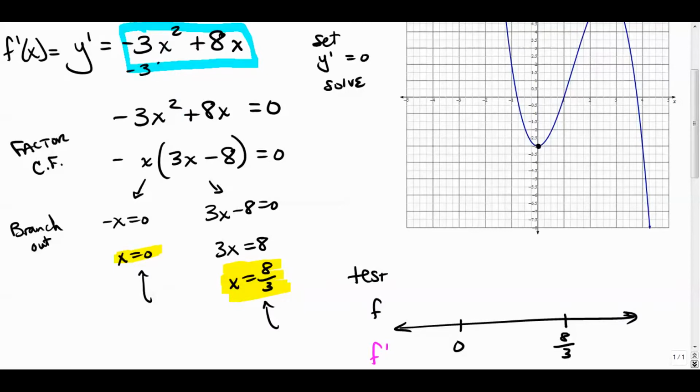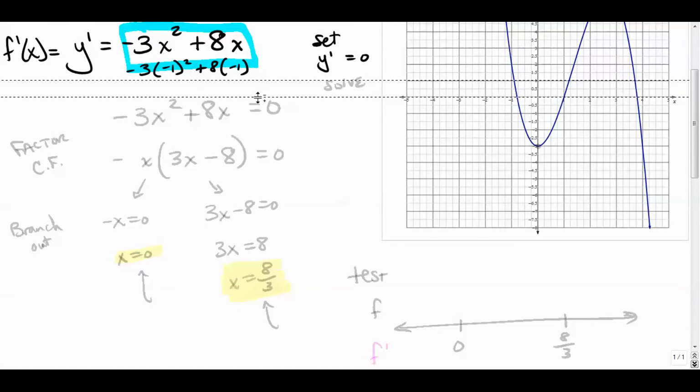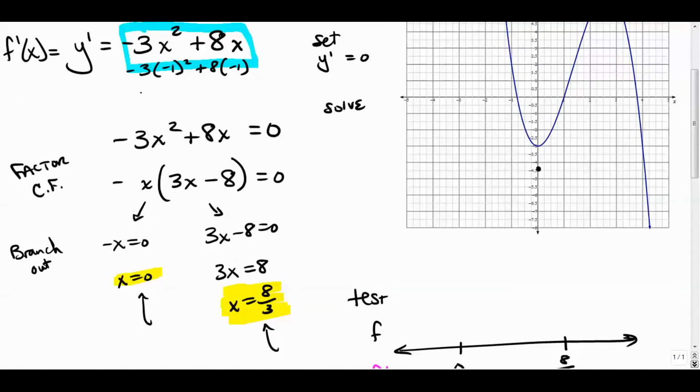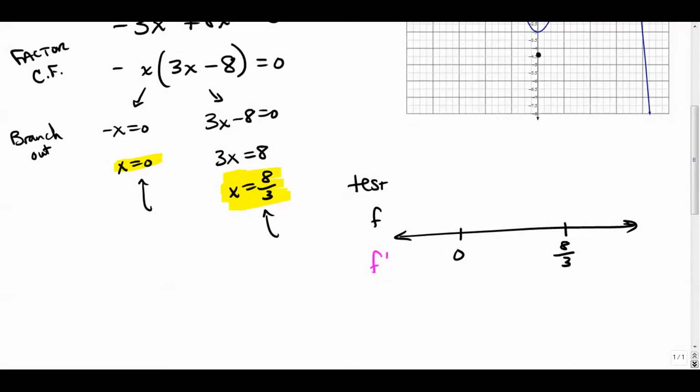This is our derivative. Let's test -1 in there. So -3 times -1 squared plus 8 times -1. That gives me -3 times +1 minus 8. That gives me -11. So this is negative. I don't really care that it's 11, I just care that it's negative. So anything to the left of 0 is a negative number, which gives me a negative derivative. My function then would be decreasing. When your derivative is negative, your function goes downhill.